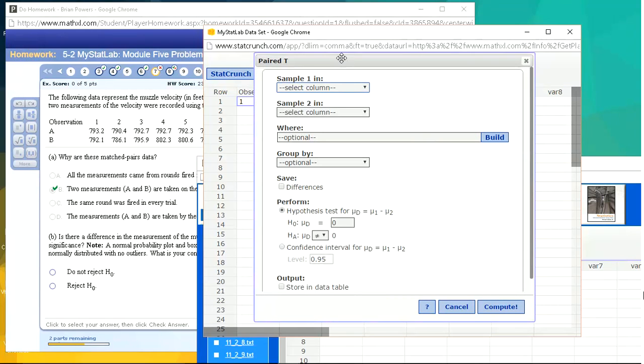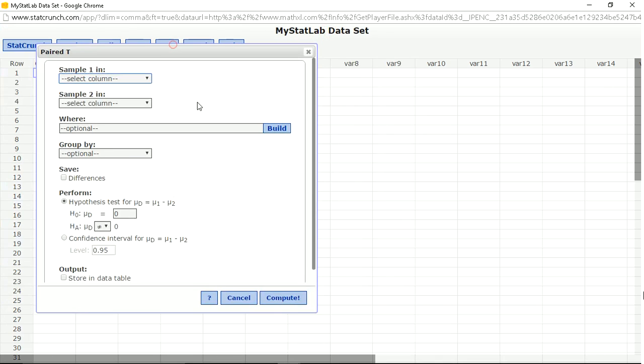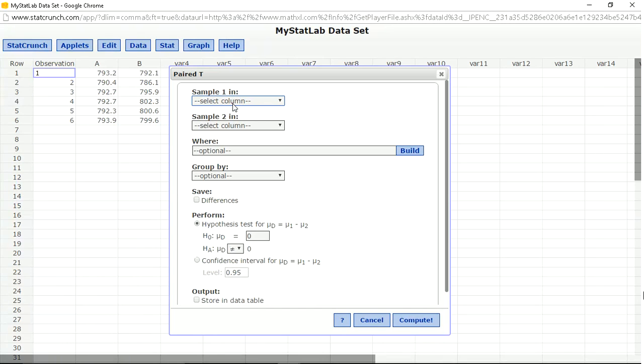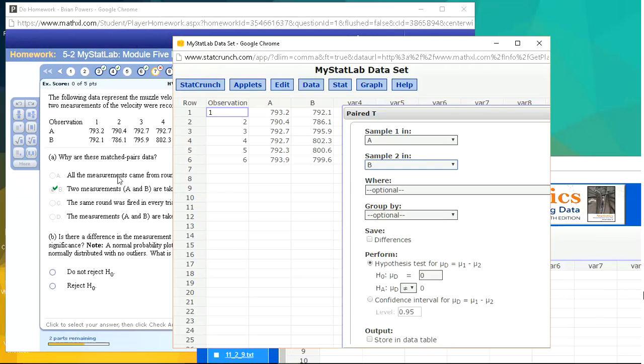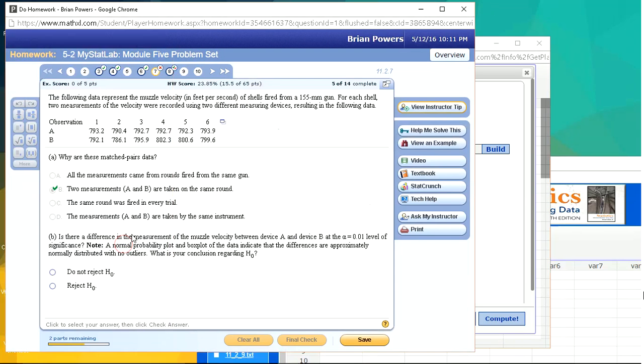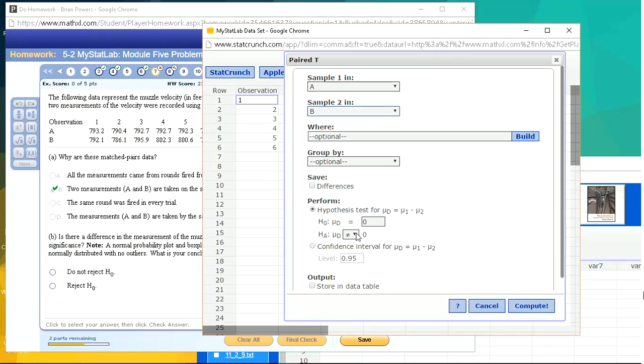This is great. Data, so you can see my sample 1 is in column A, sample 2 in column B. Group by, leave them blank. Don't need to save the differences. We want to do a hypothesis test, and let's just check what we're testing. Is there a difference? We're not checking if one is less than the other. Is there a difference? So our alternative hypothesis will be not equal to. It's a two-tailed test.